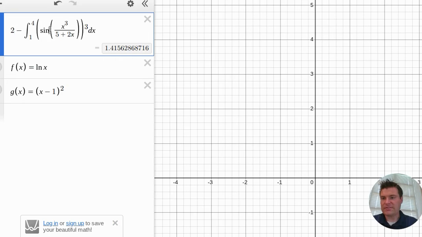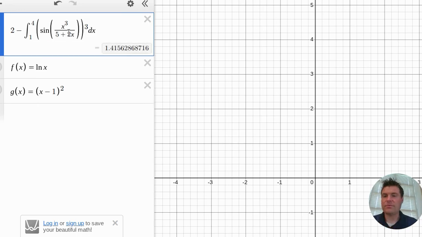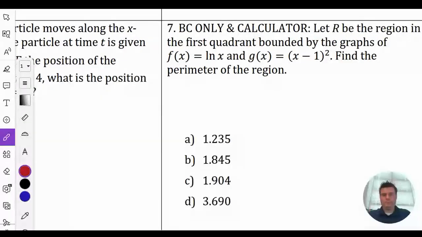Be careful because in Desmos you can't do this to the third power. If you notice, you got a little bit of an issue here. It only supports the squared and the -1. So make sure that you have this all wrapped up to the third, but you're going to get a final answer of 1.415, or rounds up to 1.416, and we're good to go right there.